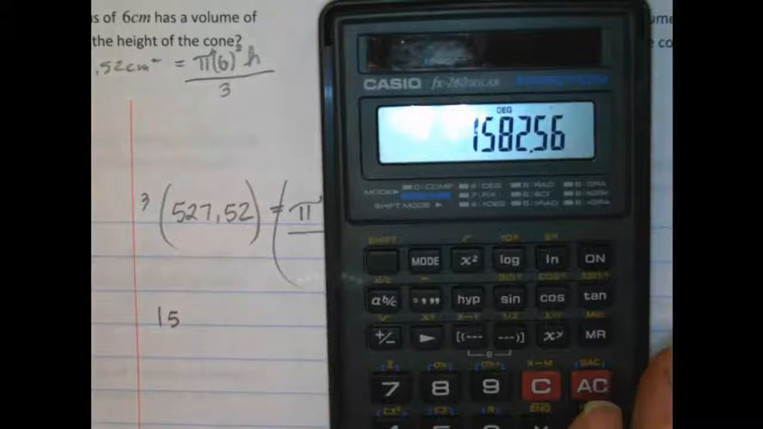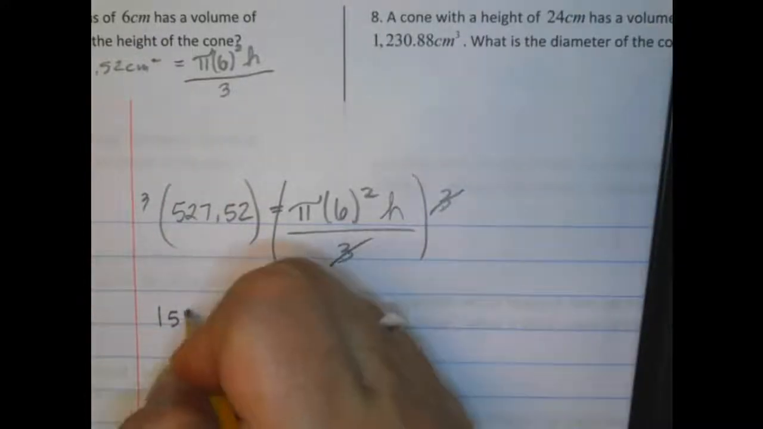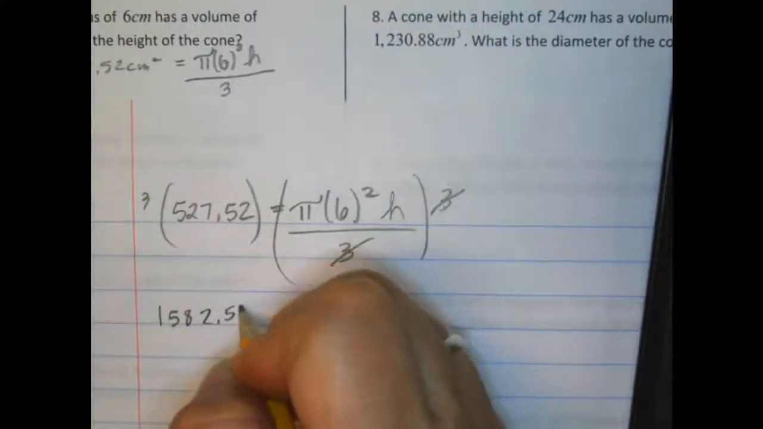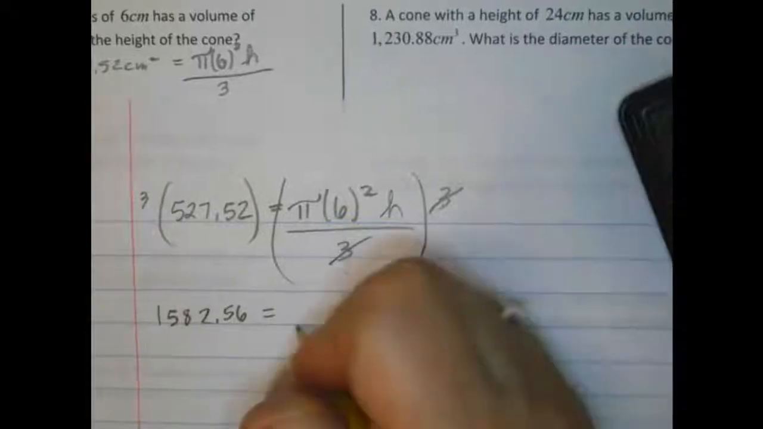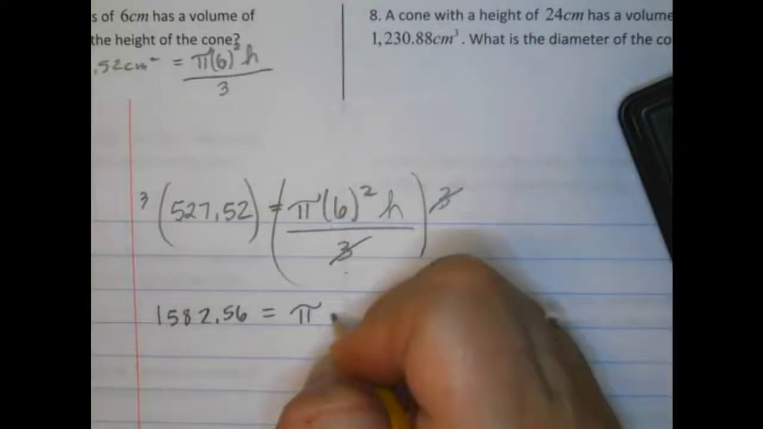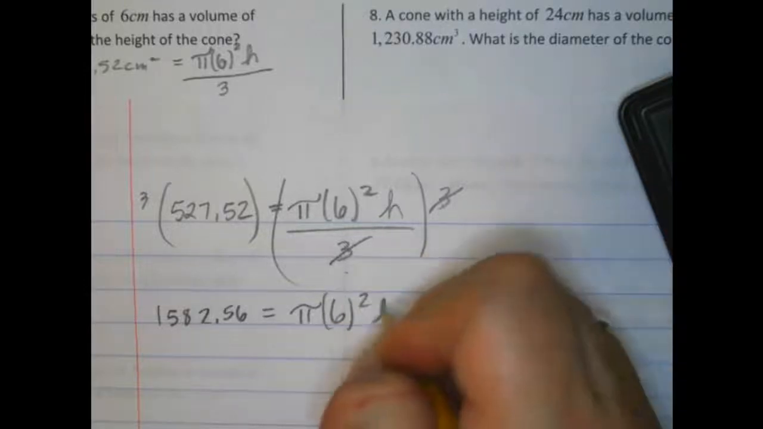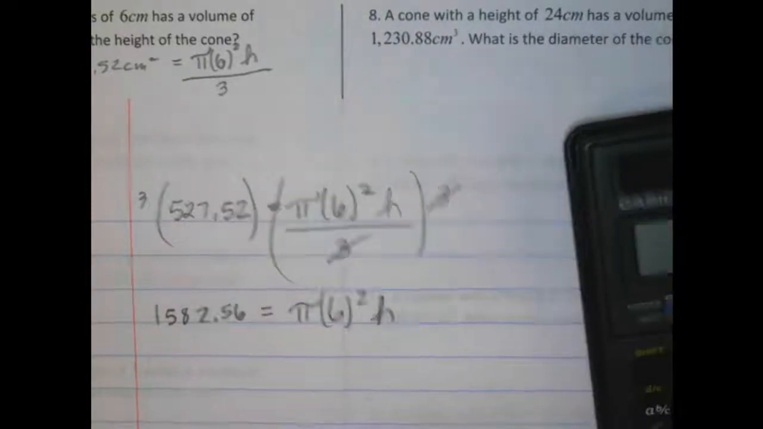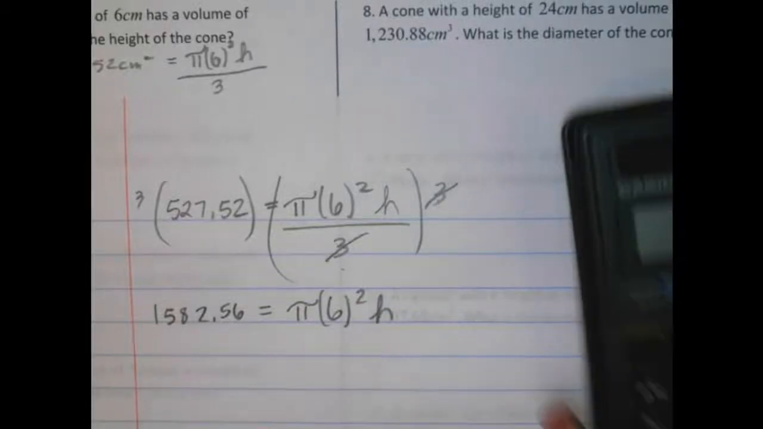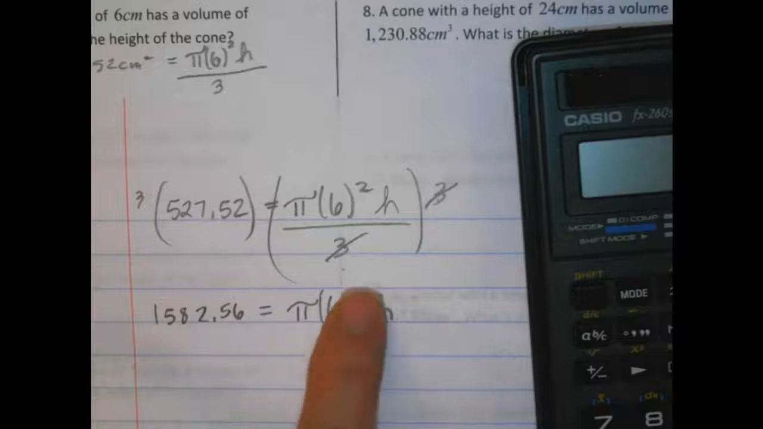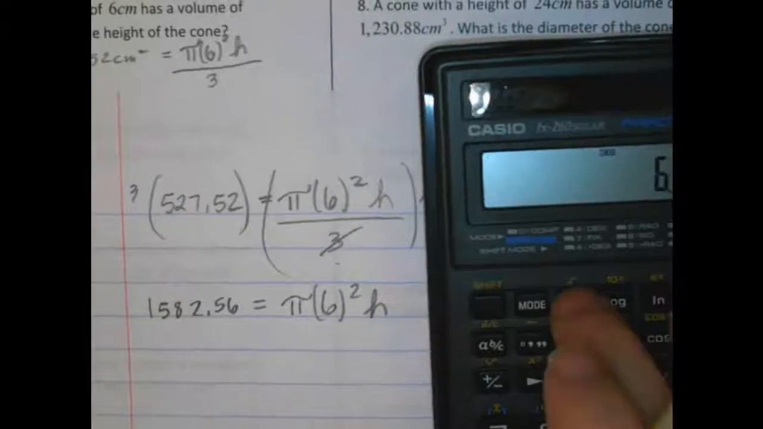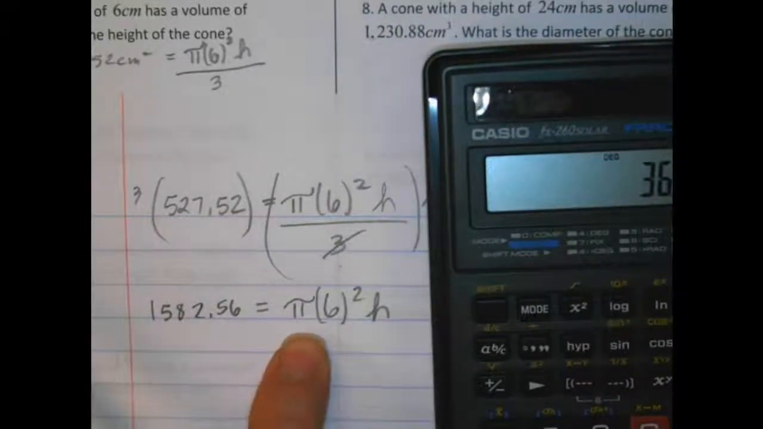1,5. So you should be doing this on your calculator, not copying me. And my new problem on this side is pi times 6 squared times h. I no longer have that divided by 3 thing. Okay. So now I need to solve for h, right? So I'm going to do whatever mathematical operations I can do on this side. I'm going to get rid of my exponent by doing 6 squared. And then I'm going to multiply it times pi.